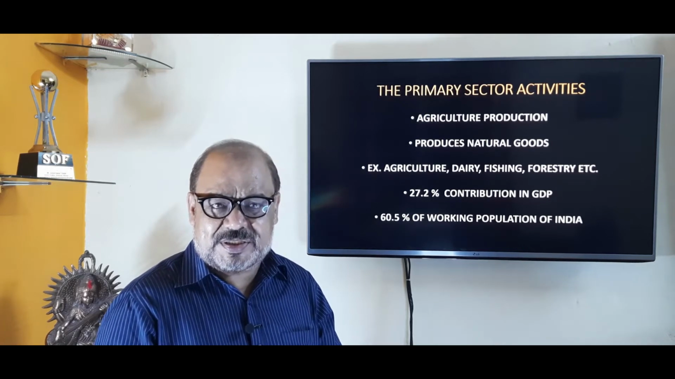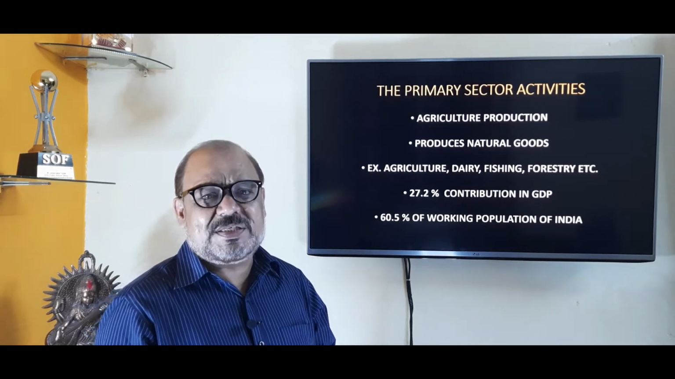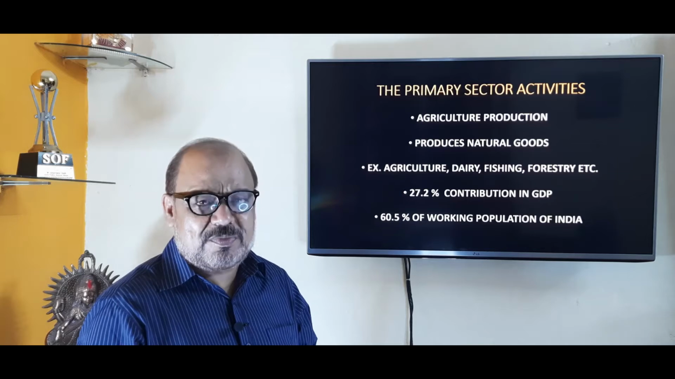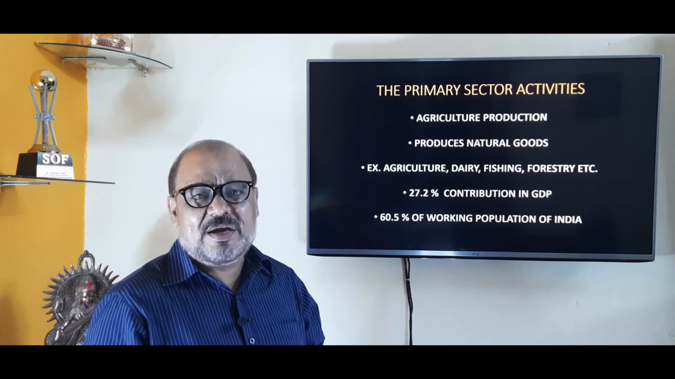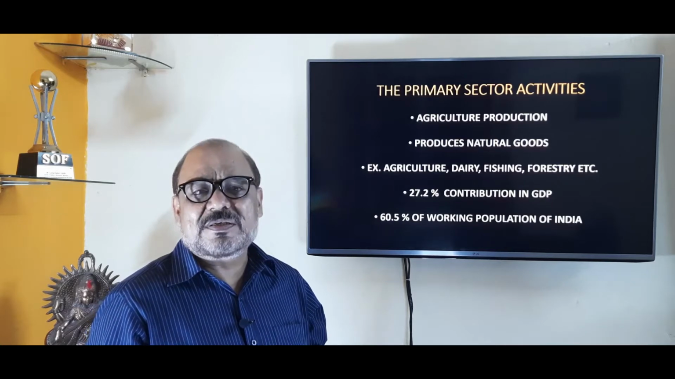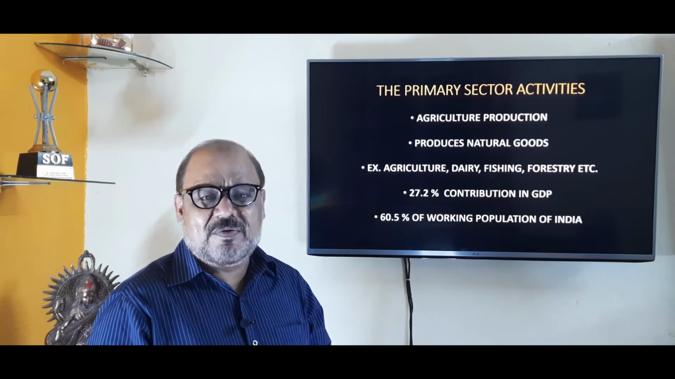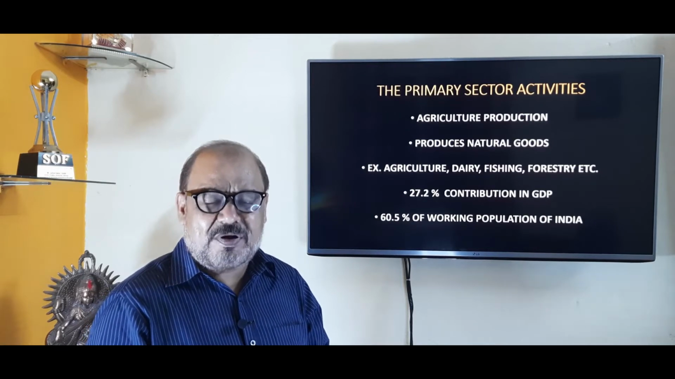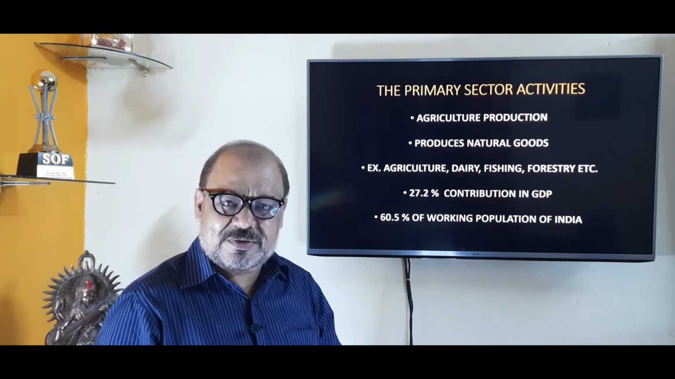I repeat once again, the primary sector activities produce goods in their original form, in their primary form. Example is, of course, agriculture. Whatever is produced by agriculture is in original form. Wheat produced by agriculture is in original form, but from wheat we manufacture flour. Hope you got it? That's good.